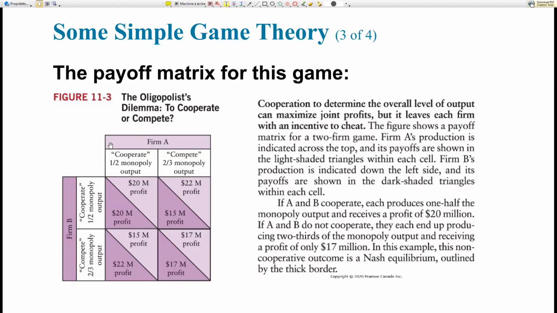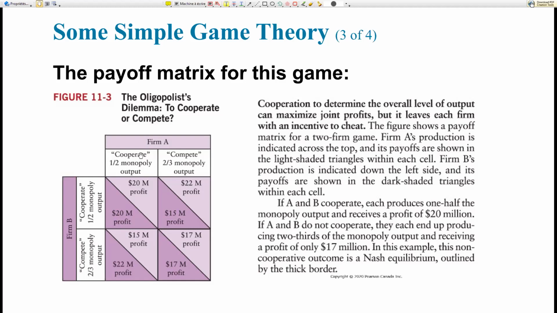So here, firm A can choose either cooperating by producing 1/2 of the monopoly output, or competing by producing 2/3 of the monopoly output. What we imagine here is that firm A and firm B are identical in size. So if they both produce 1/2 of what the monopoly would produce, then it's exactly as if this was a monopoly. So this is cooperating.